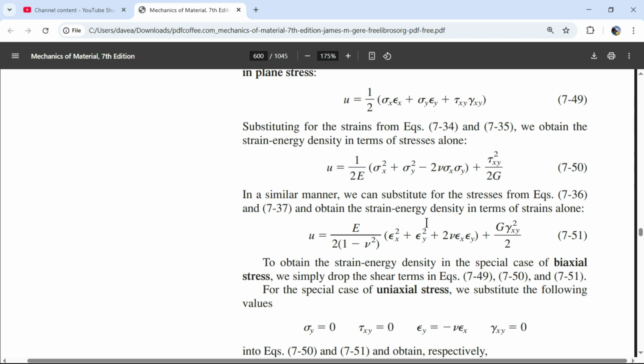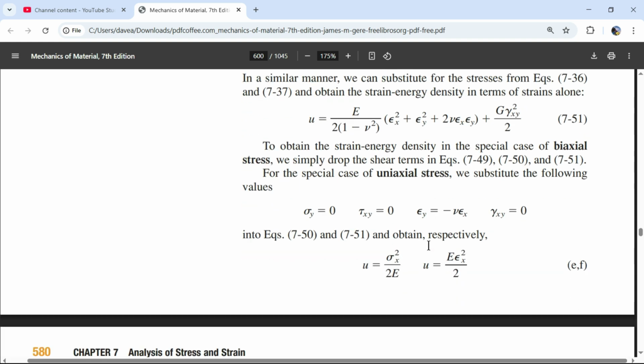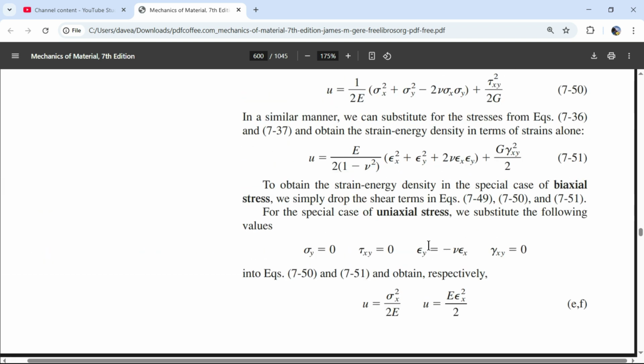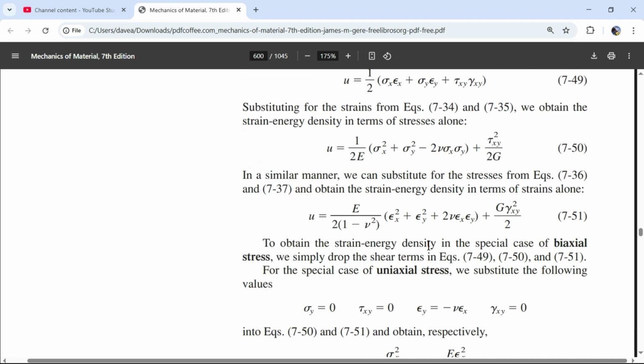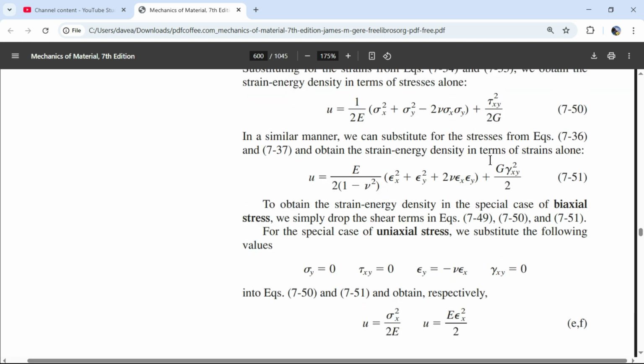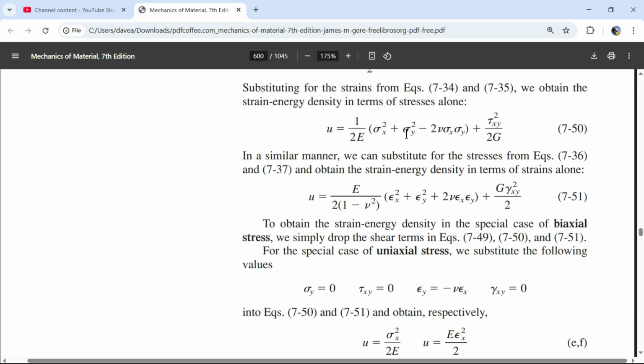All right, so sweet. So now we have these two equations. I guess we're not going to be doing anything with them because we're just going to get down to here. So that sucks, but at least we see where they come from, and I can get the energy just as a function of the stresses, or I can get the energy as a function of the strains. To obtain the strain energy, now we're talking about special cases of biaxial and uniaxial. So if it's uniaxial, this goes away, and this shear goes away. If it's biaxial, this goes away, and I guess maybe this stuff probably remains.